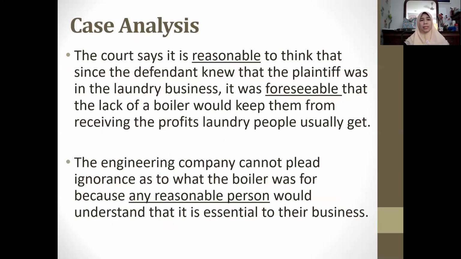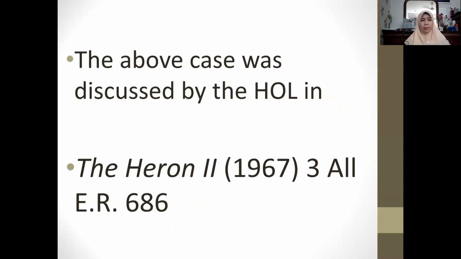So the case analysis again: the court says it is reasonable to think that since the defendant knew the plaintiff was in the laundry business, this is something which is foreseeable. It was foreseeable that the lack of a boiler would keep them from receiving the profit laundry people usually get. And the engineering company cannot plead ignorance as to what the boiler was for. So this is on the part of the defendant, because any reasonable person would understand that it is essential to their business. Without the boiler, they cannot do the business.